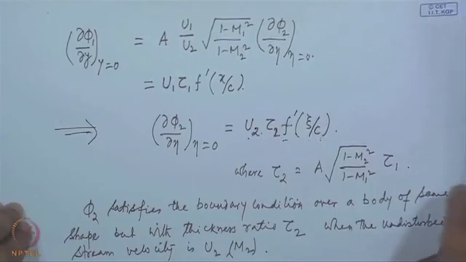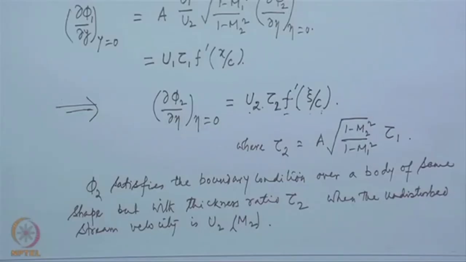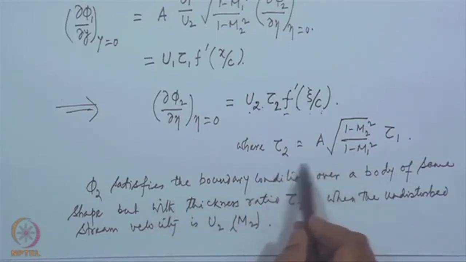So, you see again that if phi 1 is a solution of the linearized equation corresponding to an undisturbed stream of M 1 over a body of a given shape with thickness ratio tau 1, then this phi 2 is also a solution of the same linearized equation, that is of a similar linearized flow at undisturbed stream of M 2 of similar shape of body, but with different thickness and where the two thicknesses are related by this.